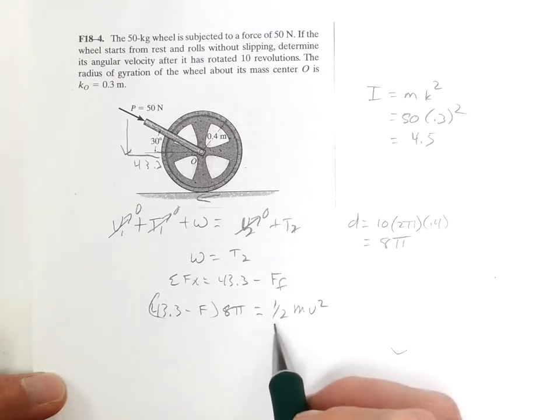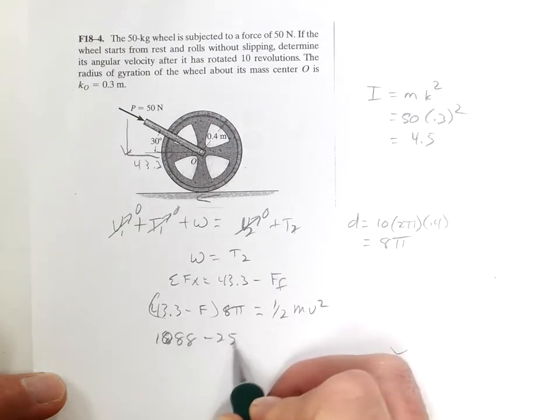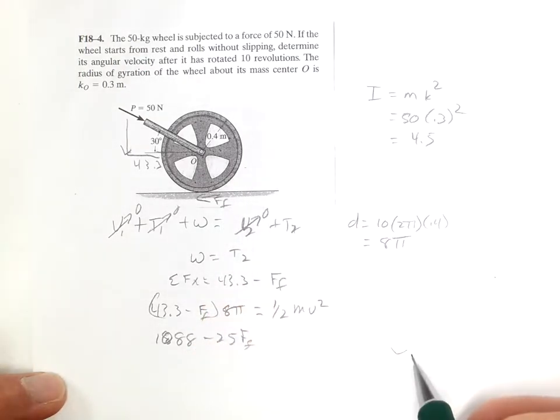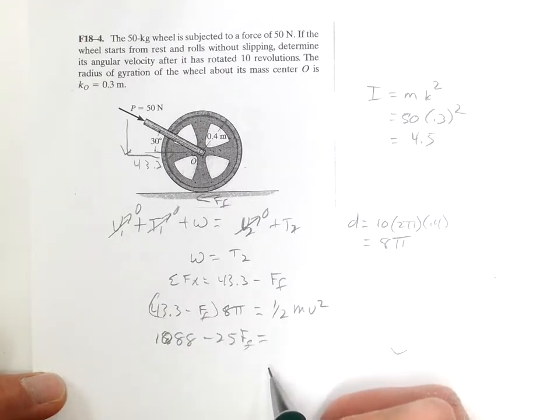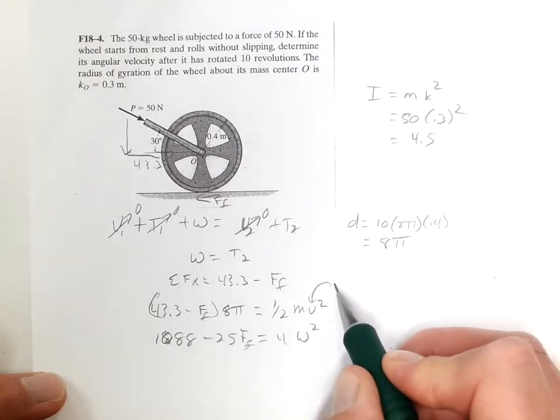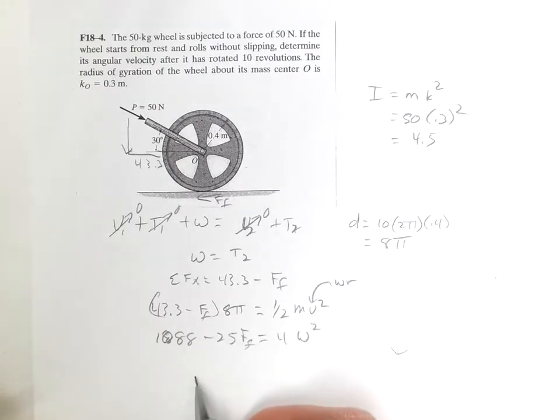So distributing the 8 pi, we get 1088 minus 25 force of friction equals 4 omega squared. We put in omega r for V, and r is 0.4. So we get that equation, and then we have to sum the moments, and that equals sum the moments times theta, sum the moments times the distance, equals 1/2 I omega squared.